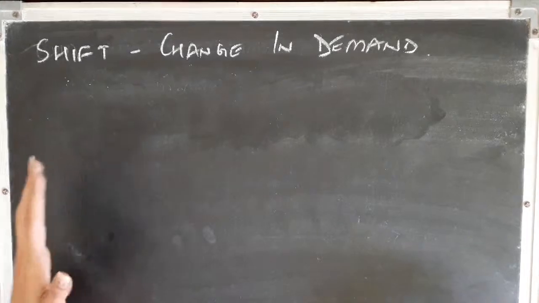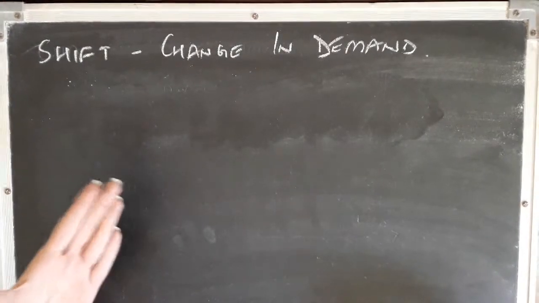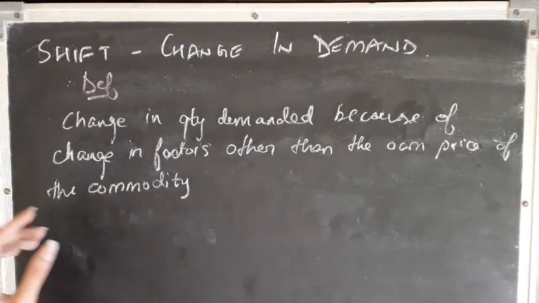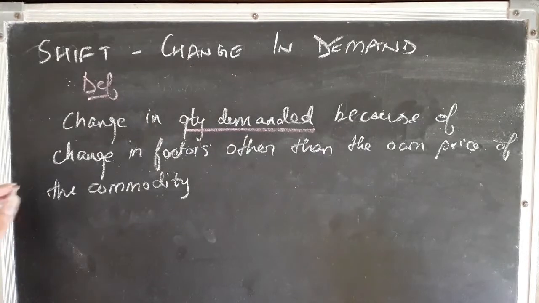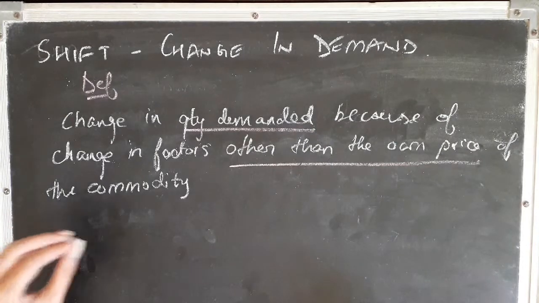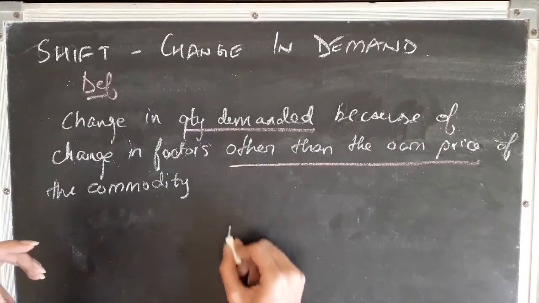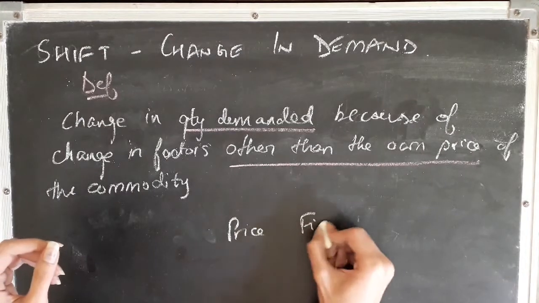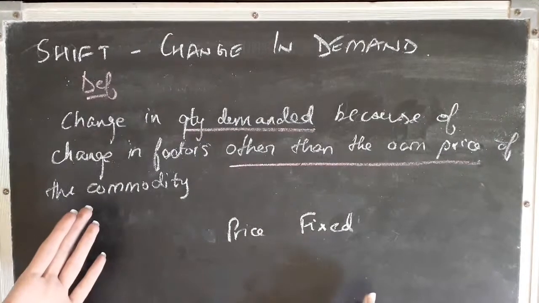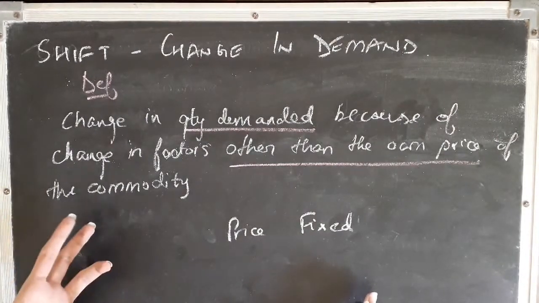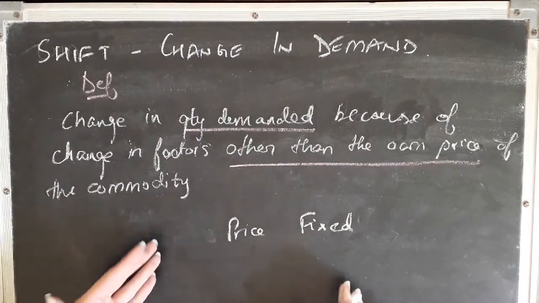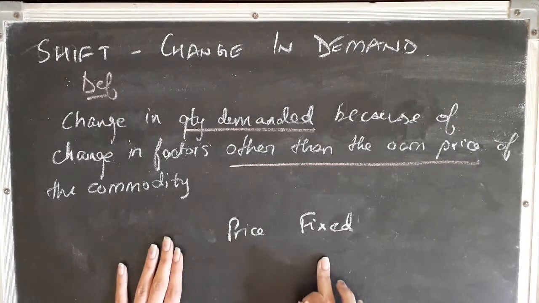Let us move on to the shift of the demand curve or change in demand. The shift of the demand curve means change in quantity demanded that occurs because of change in factors other than the own price of the commodity. Right? Here the own price of the commodity is fixed, whereas some of the other factors affecting demand such as income, taste and preferences, future expectations, etc., they are changing, which is leading to a change in the quantity demanded, but the price is remaining fixed here.